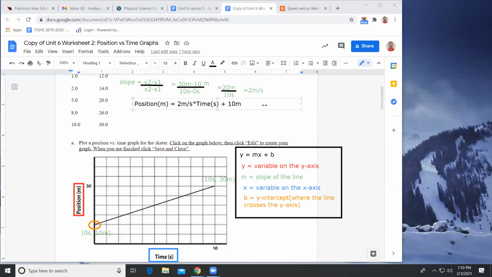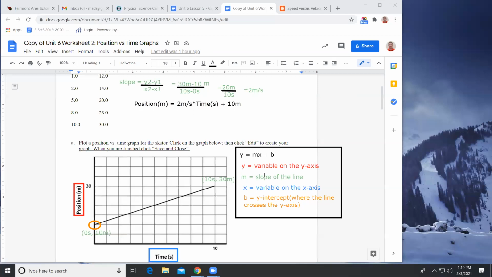So when we're looking at the mathematical equation for the skater here, you can see the equation is the position in meters is equal to 2 meters per second times time in seconds plus 10 meters. So what we can do now is make predictions using this equation to determine either where the person is after a certain amount of time or how long it took them to get to a certain point.